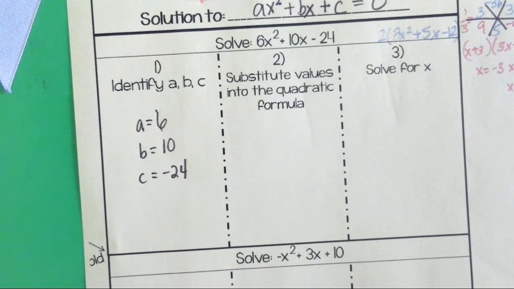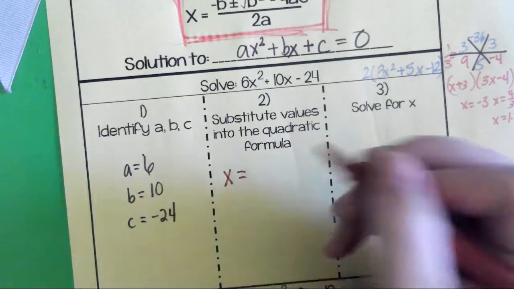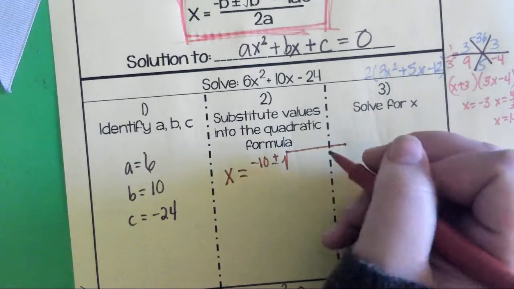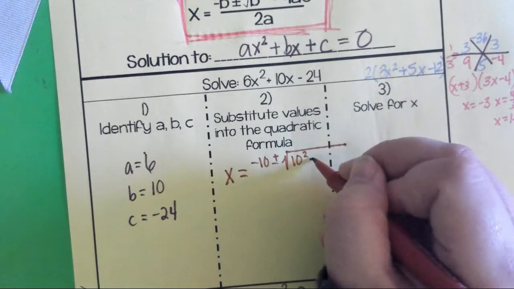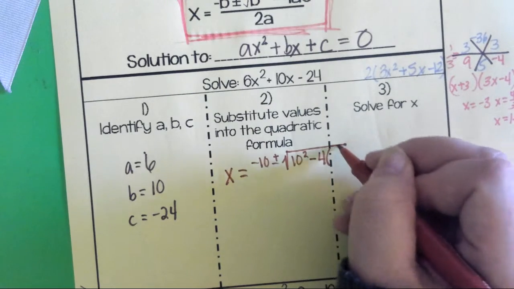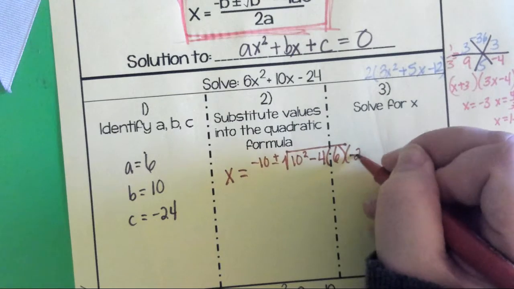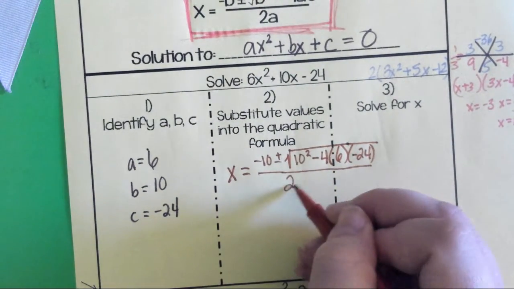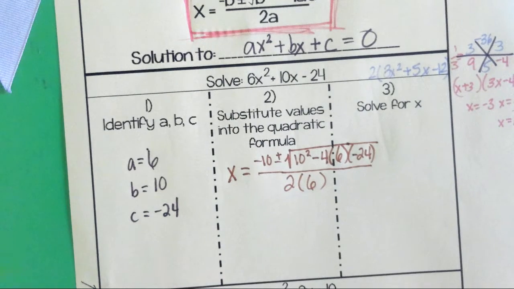Okay, so we've got this formula. It's negative b plus or minus square root. Ashanti wants us to figure out how to plug it in. So let's look at ours. So it's negative b, so negative 10 plus or minus square root. B squared, what would be squared? 10 squared. 10 squared minus 4ac. So what's a? 6. C? Negative 24. All over 2a. What is a? Okay. Are there any questions about that?